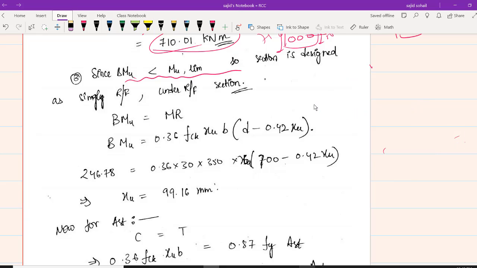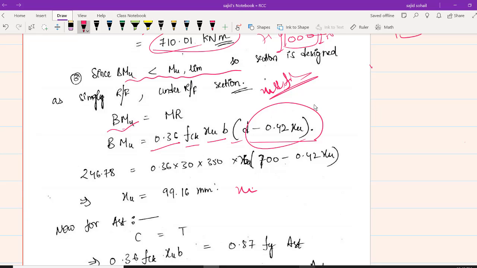So to get your AST, what you have to do? You have to get your XU first. XU first calculate करना है. How to get your XU? Your BMU 250 जो भी था 246.78. So this should be equals to your moment of resistance 0.36 FCK XUB into your lever arm, which is D minus 0.42 XU. Right. So from here try to calculate what you are getting XU. Pause the video, do it. Calculation काफी important है. You should adjust to calculation. You will get 99.16 mm.